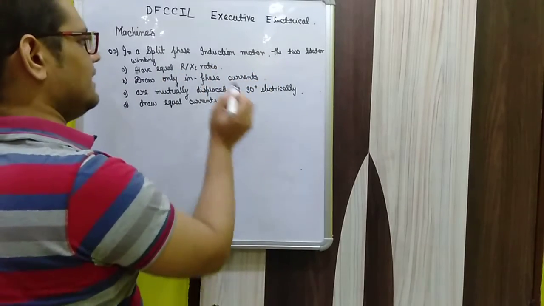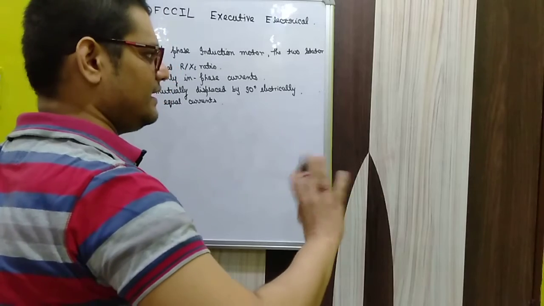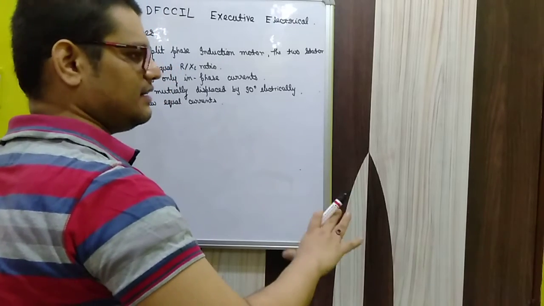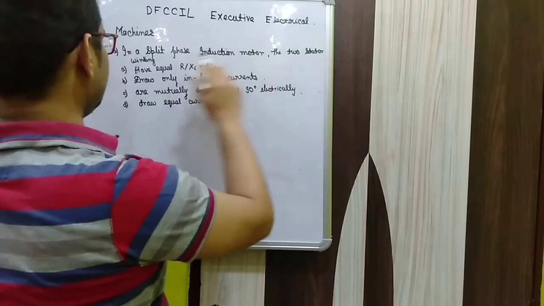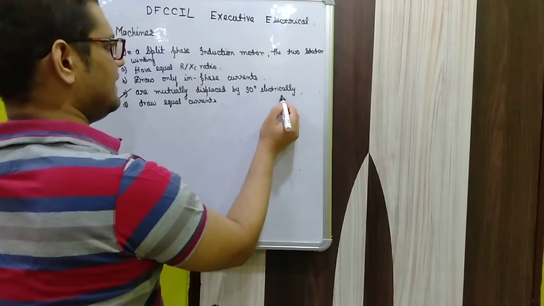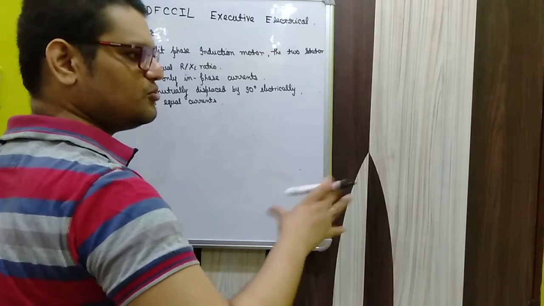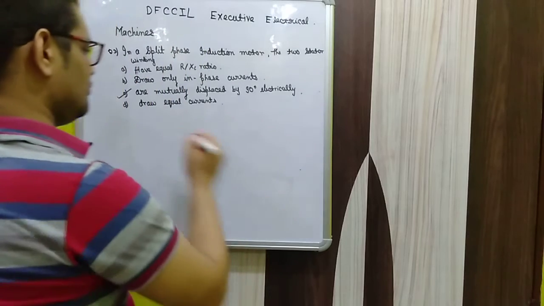So in this question, I think it is clear to you that it is a split phase induction motor with two stator windings. There are two windings: one is the rotor winding which revolves, and one is the stator which is stationary. So the answer will be that the two stator windings are mutually displaced by 90 degrees electrically, so that there will be smooth operation or rotation of an induction motor. Now I go to question number 4.